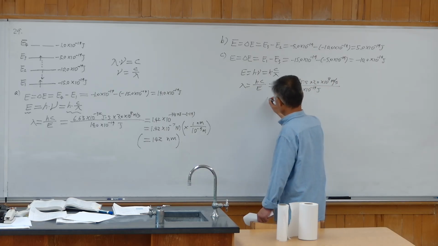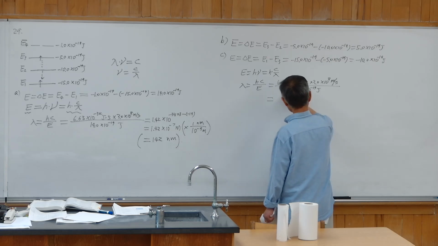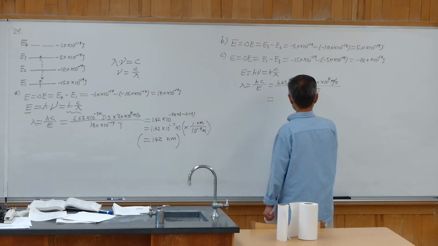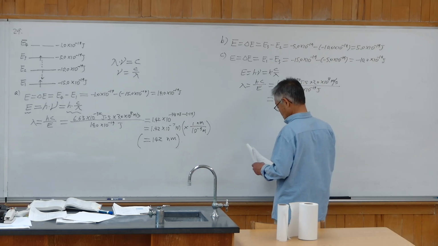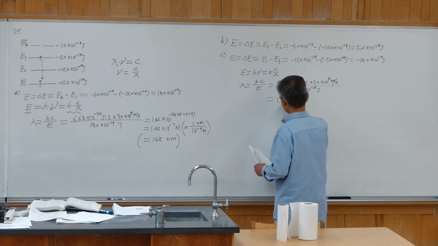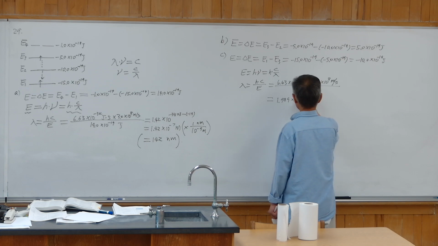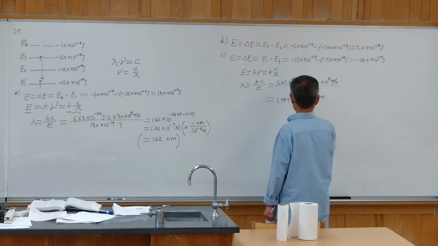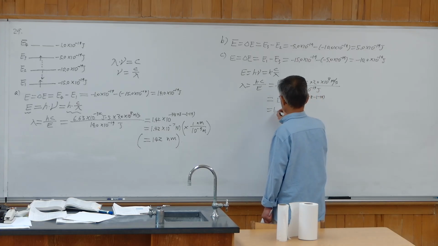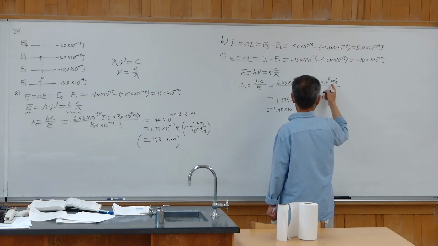So use your calculator. 6.63 times 3 divided by 10. This is 1.989. Exponent: negative 34 plus 8 minus negative 19. This is negative 7. The unit is meter, because joule cancels, second per second cancels, and what is left is meter.